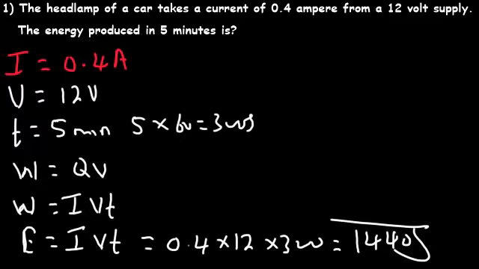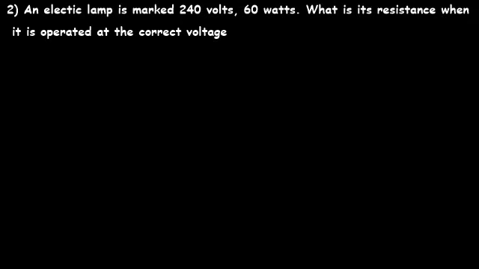On to example number 2. Feel free to pause the video and figure this out yourself. After that, you can unpause it to see if you got it right. An electric lamp is marked 240 volts, 60 watts. What is the resistance when it is operated at the correct voltage?